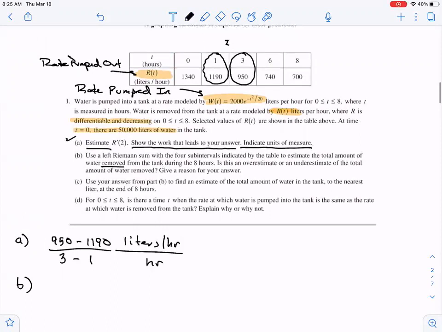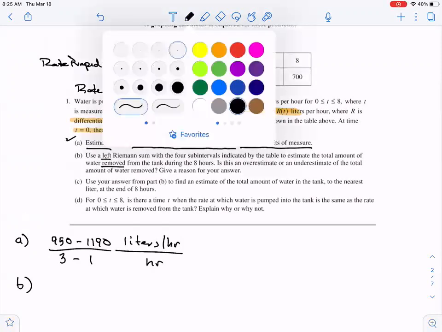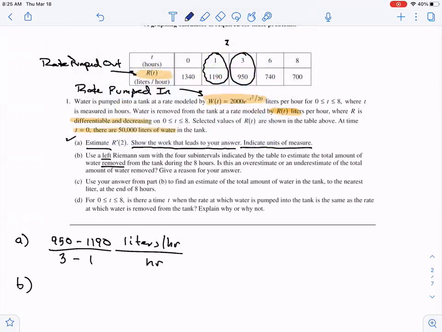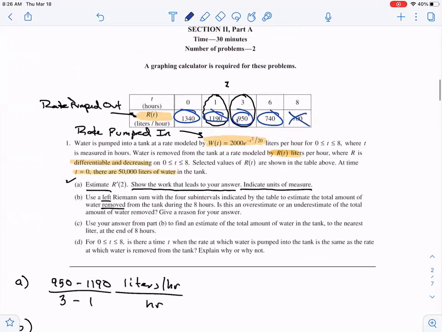So again, I'm going back to my table. If it's a left Riemann sum, what I always do is I'm going to circle my y values, and if it's a left Riemann, I'm going to use the first one, second, third, and fourth, and I'm not going to use that last one. Now what I need to have is my change in t, 0 to 1, that's 1. From 1 to 3, that's 2. 3 to 6 is 3. 6 to 8 is 2.